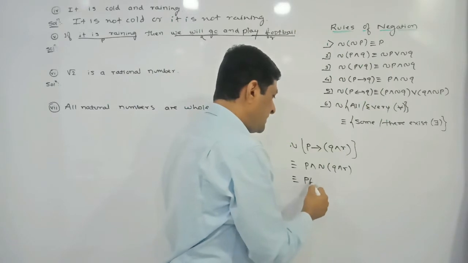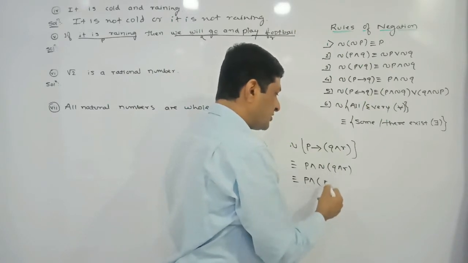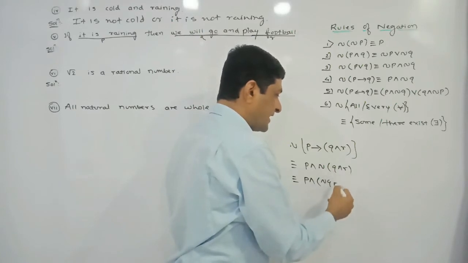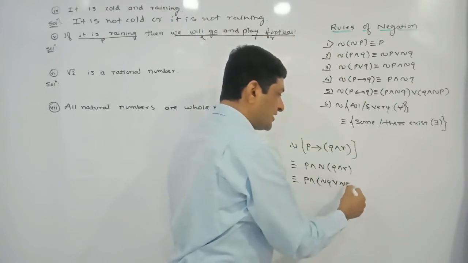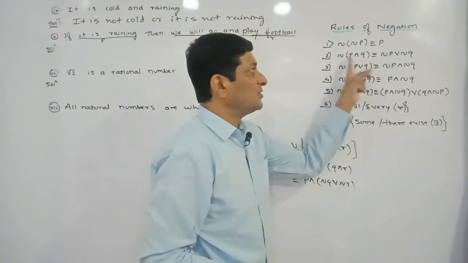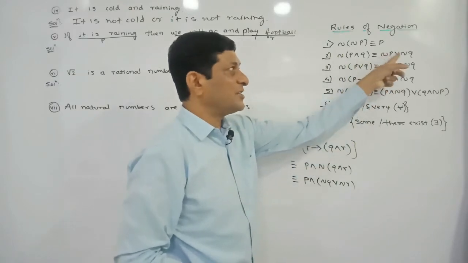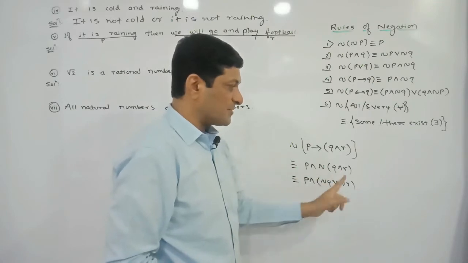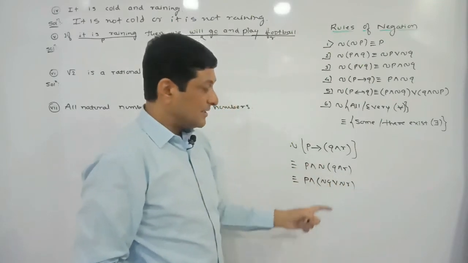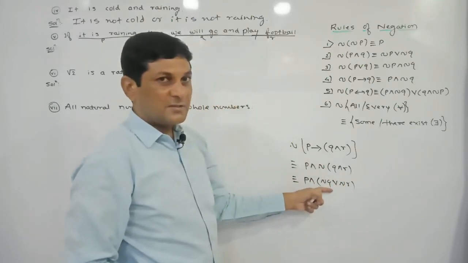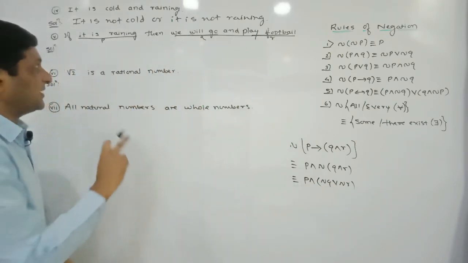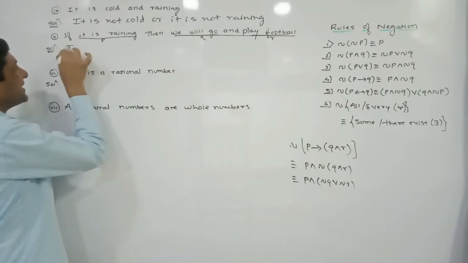which is called the conditional law. P, keep it as it is, and if we apply negation on this bracket, what will we get? Negation Q, and will get replaced by or, and negation R. So using this rule of negation, we will get P and (negation Q or negation R). Now we have to convert this symbolic form into verbal form to find the negation of this statement. Now P means what? It is raining.